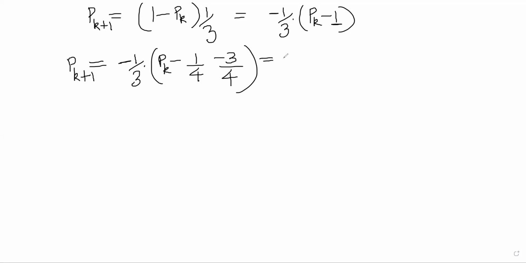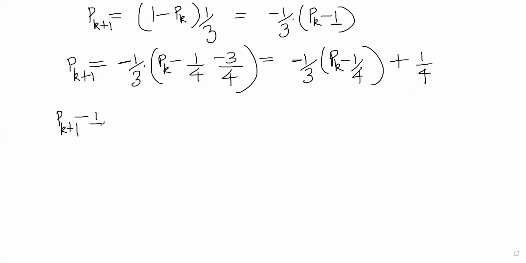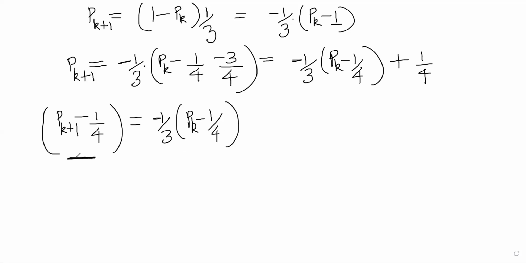And that can go on the other side. So we can say this is minus 1 by 3, Pk minus 1 by 4, and plus 1 by 4. And this 1 by 4 can go on the other side, and we get Pk plus 1 minus 1 by 4 is equal to minus 1 by 3, Pk minus 1 by 4. Now, what is the idea here? We're getting similar terms here, and there is a common ratio of minus 1 by 3 here, right?